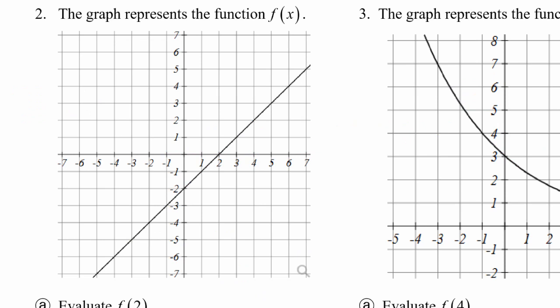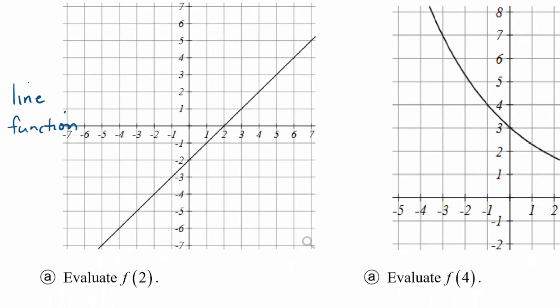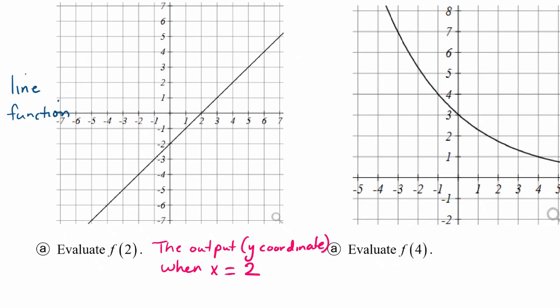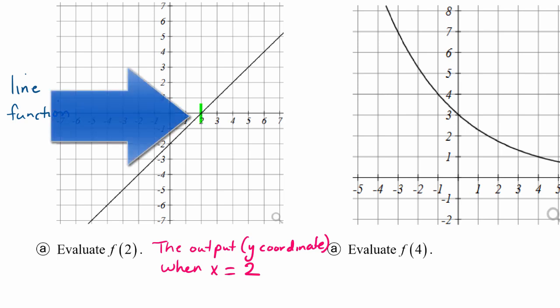Now in example number 2, we have a graph that represents the function f of x. I know that you can tell that this is a linear function. This is a line like we did earlier in the chapter, right? So this is a line or a linear function. We are being asked to evaluate f of 2, which again, a reminder, means we're looking for the output, or y coordinate, when x is 2. So we're going to go to the graph to an x of 2 and locate the ordered pair that corresponds to that x, which is right here, isn't it?